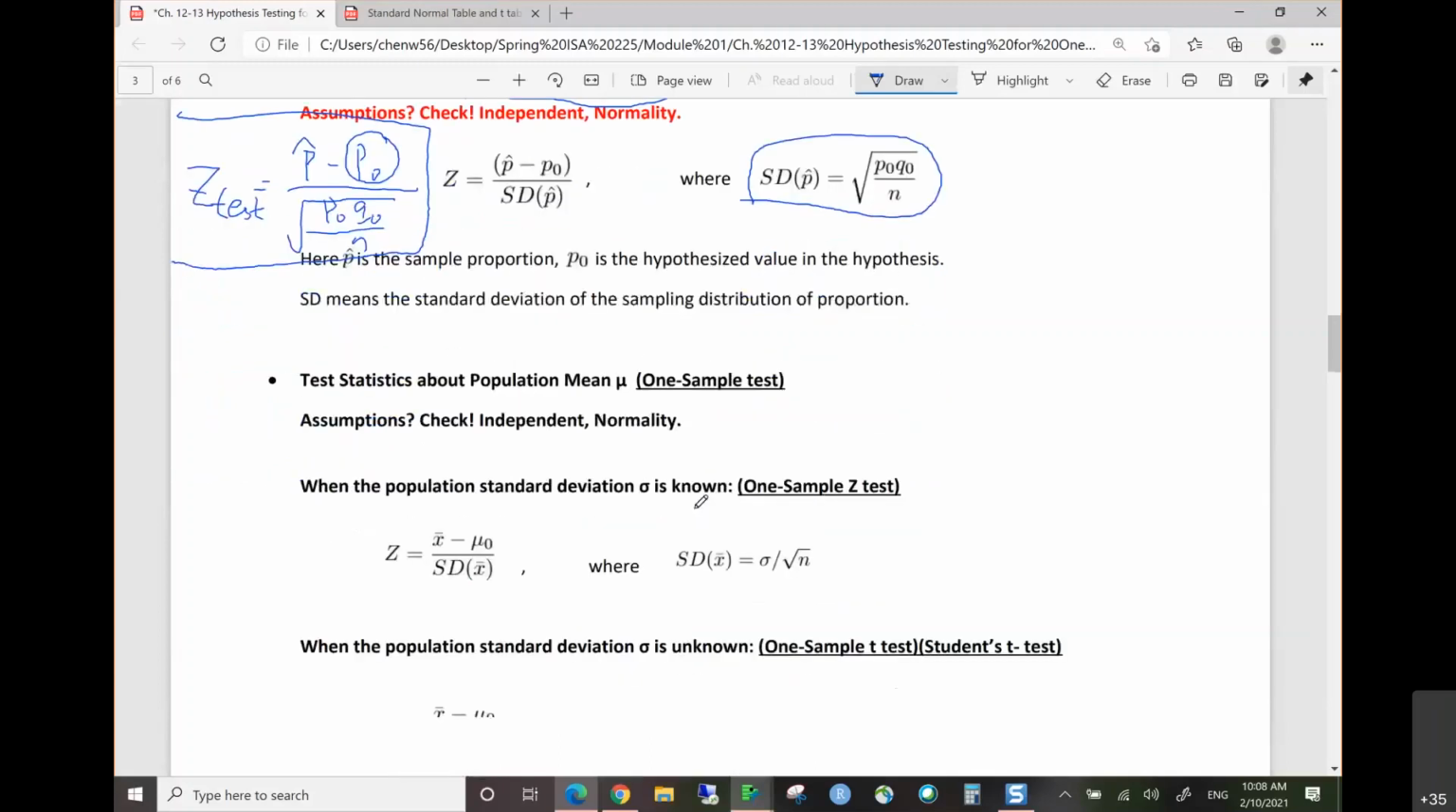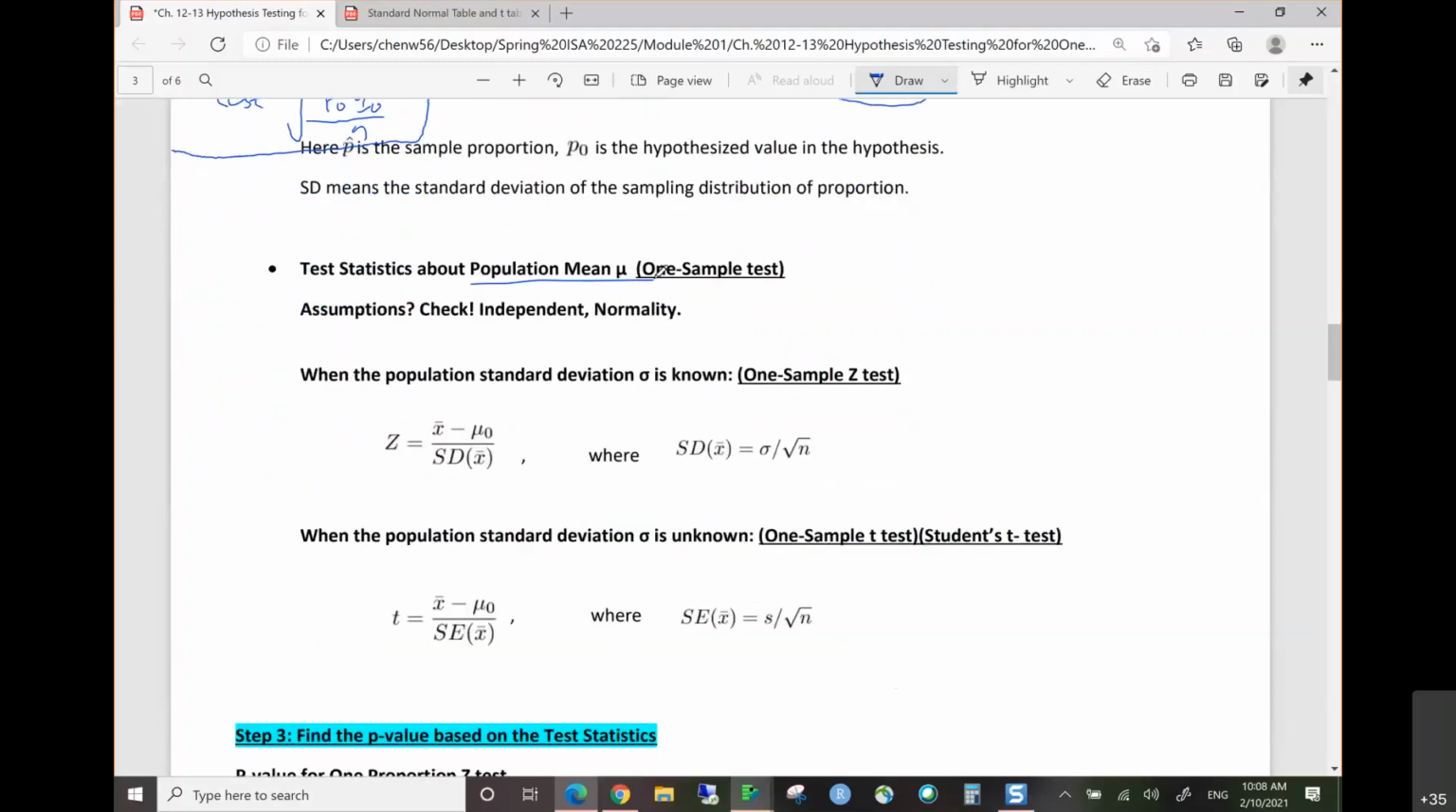But if we are testing the population mean, then we need to be careful about whether the population standard deviation sigma is given or not given, right? If the population standard deviation sigma is given, then we still have the z-test statistic, which is x bar minus mu0 over sigma over the square root of n. Right, so we still have this z-test statistic. We call the bottom the standard deviation of x bar, right?